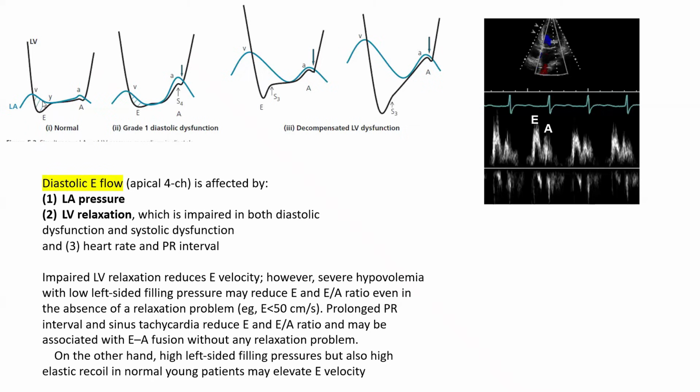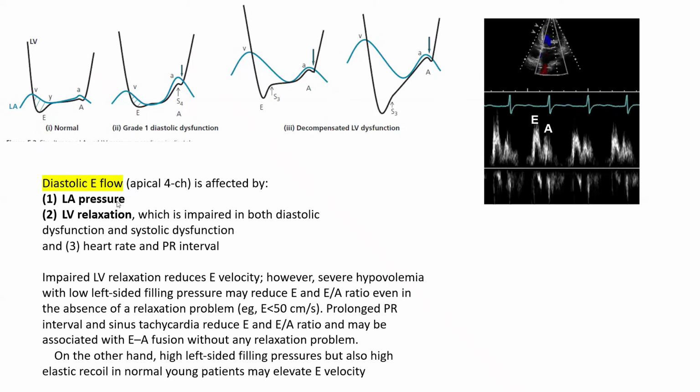And what dictates that E velocity? Two big parameters. One, E is dictated by LV relaxation. The slower that LV relaxation, the smaller the E wave. Compare this to that. The steeper and faster that LV relaxation, as in a younger individual, the more you have LV dip and recoil in young, healthy individuals, the larger that E wave.